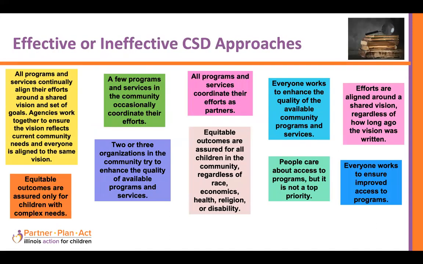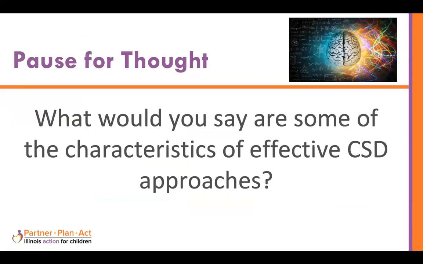Here are a list of community systems development approaches. At this time, pause the training to read over each approach to determine if it is an effective or ineffective approach. Take a moment to pause the training to think about the following question. What would you say are some of the characteristics of an effective community systems development approaches?